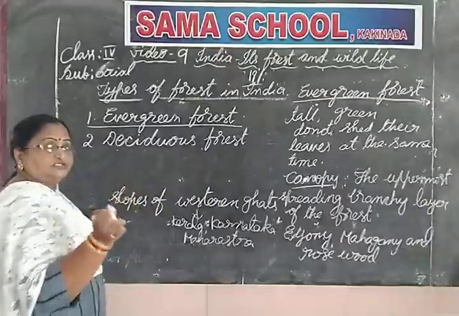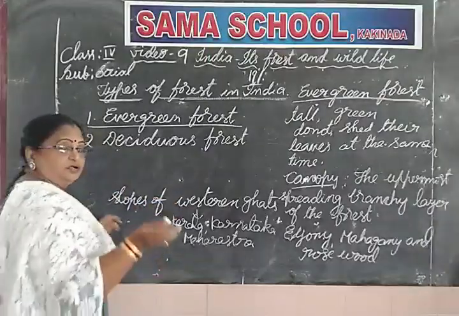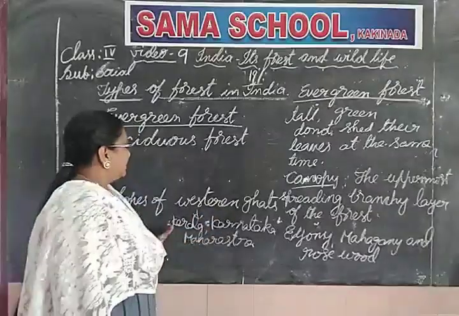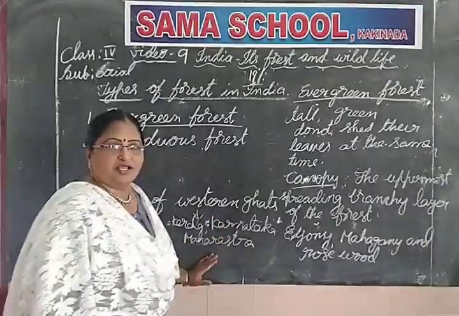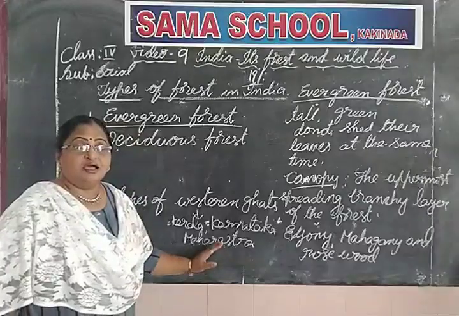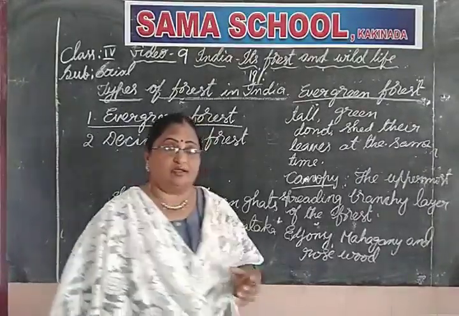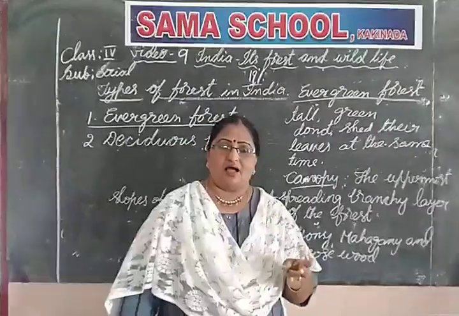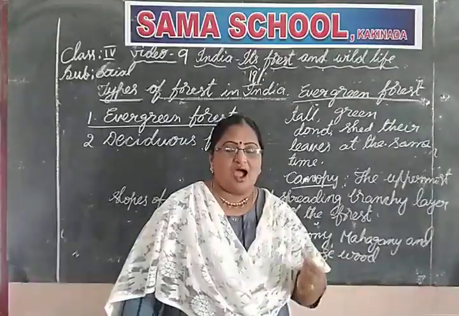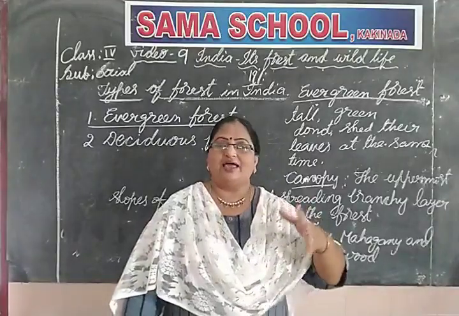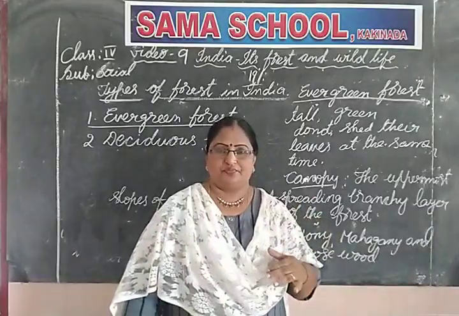and the seven sisters. What are the seven sisters we have? Western Ghats like Kerala, Karnataka and Maharashtra, and the northeastern states. What are the northeastern states? Assam, Meghalaya, Arunachal Pradesh and Tripura. In these areas you will find this evergreen forest.